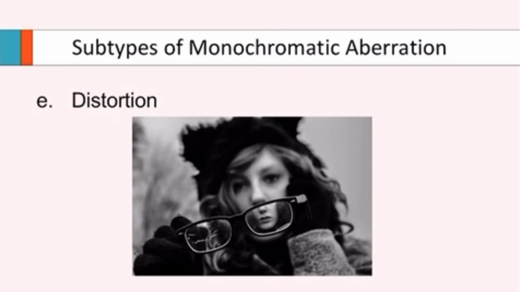Distortion. It is the deformation of an image. There are three types of distortion. First is barrel distortion. Magnification decreases with distance from the axis, so the edges of the image are smaller than the center.